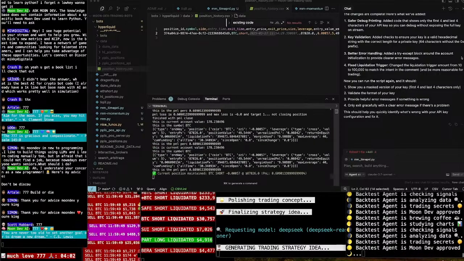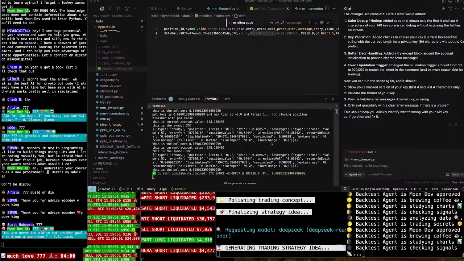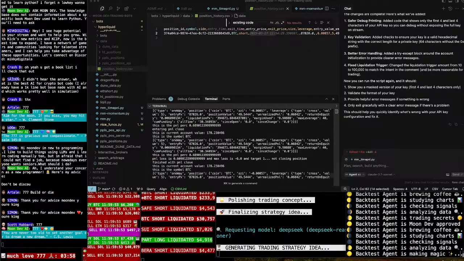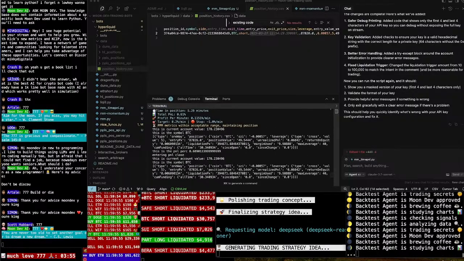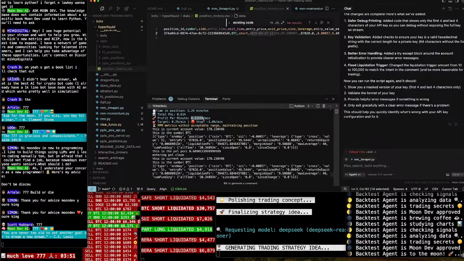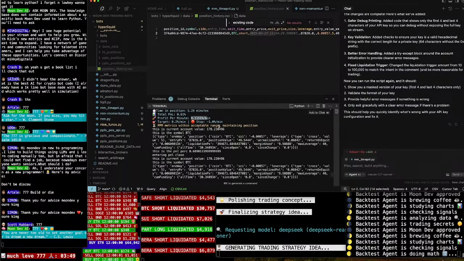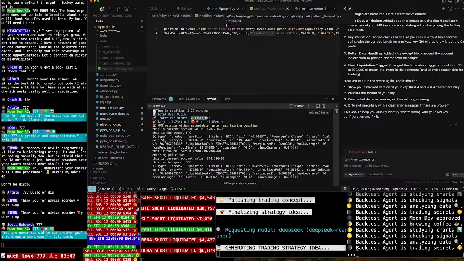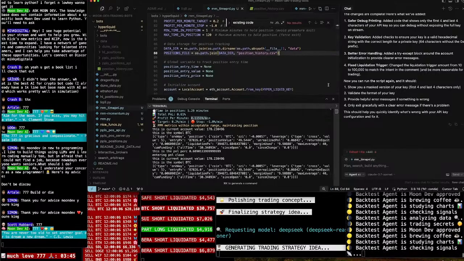Here we go. Okay, so let's see what the profit per minute is. Total P&L is this. Profit per minute is 0.115. And let's go ahead and see.